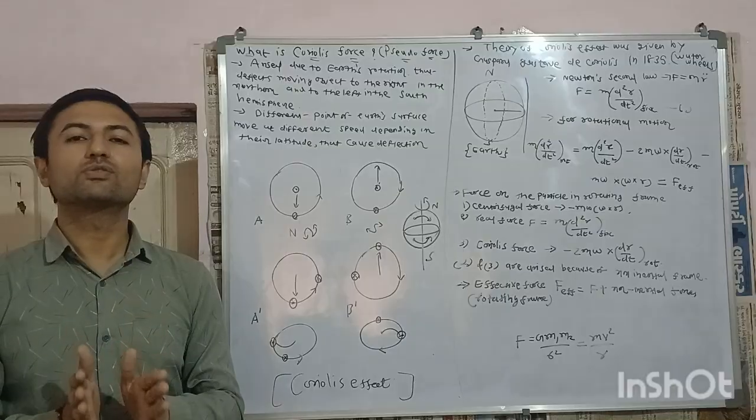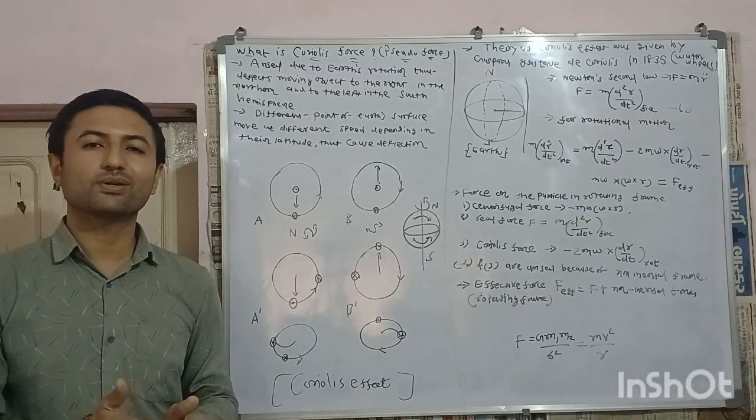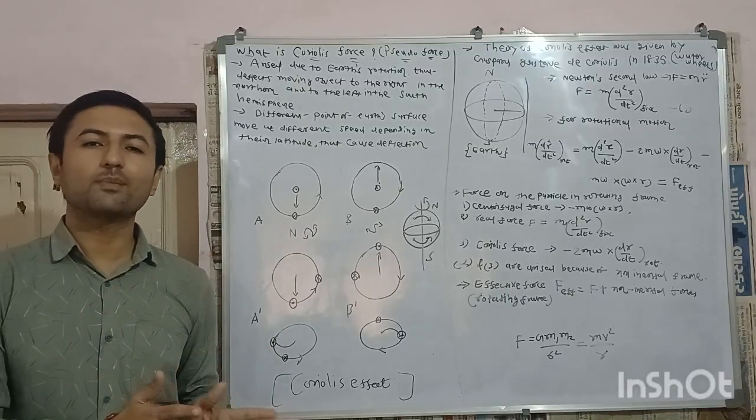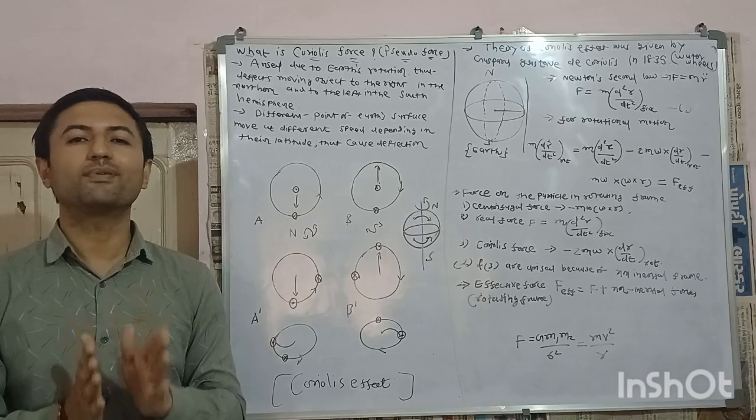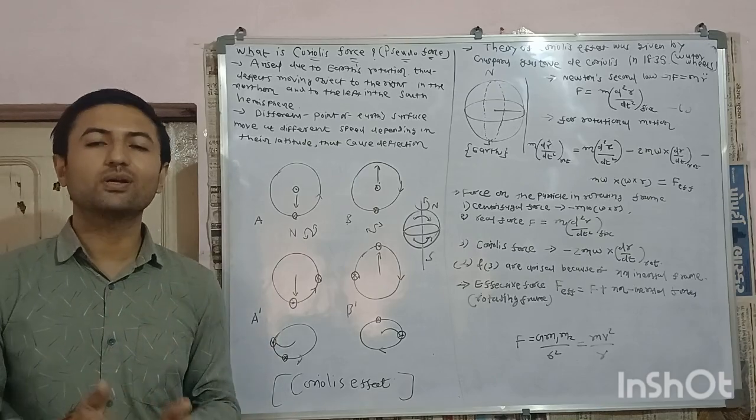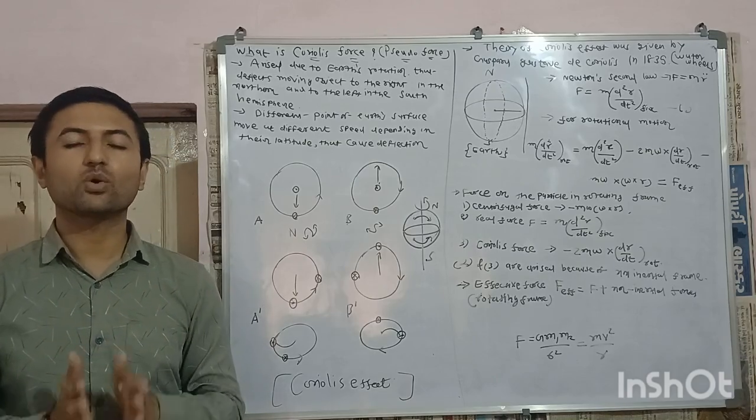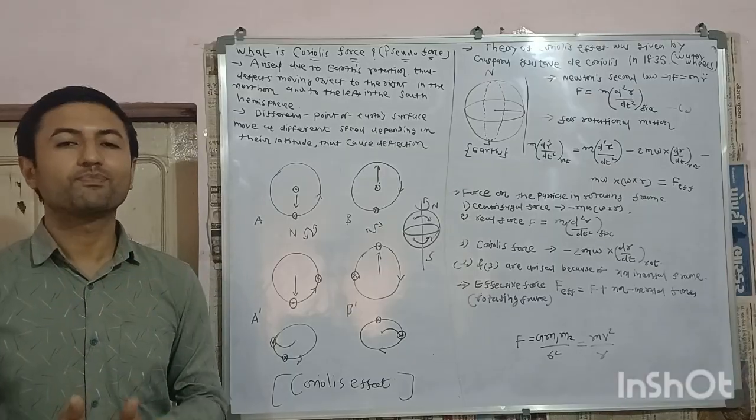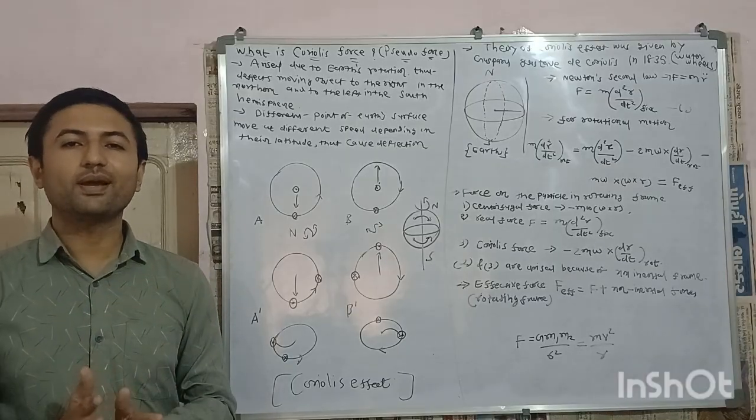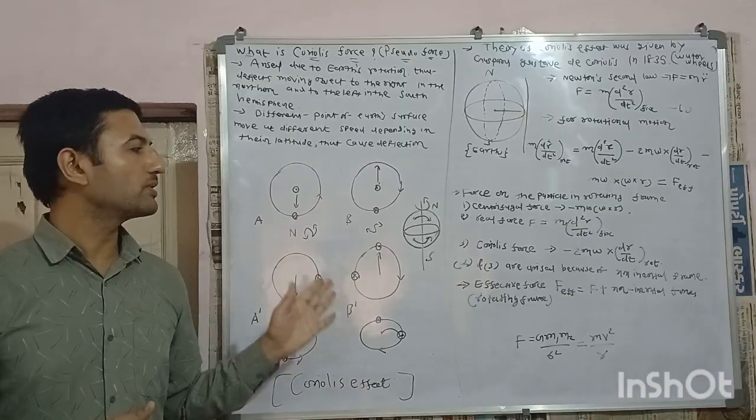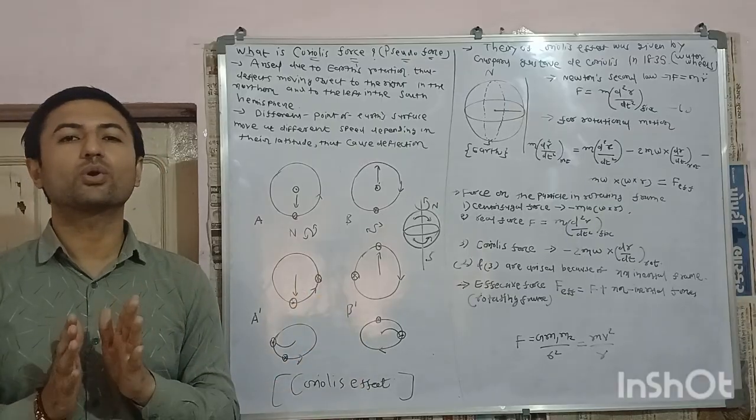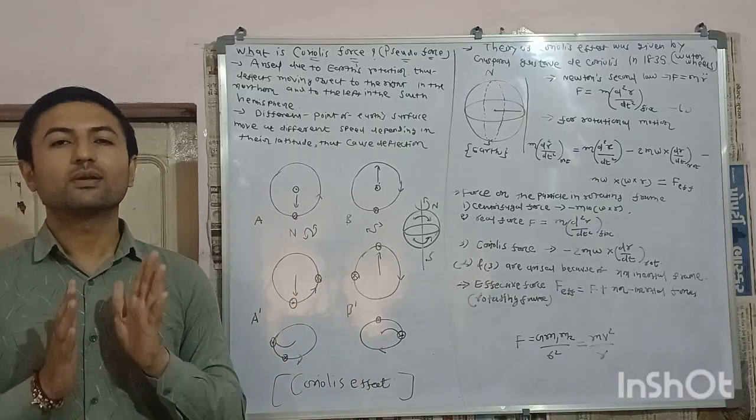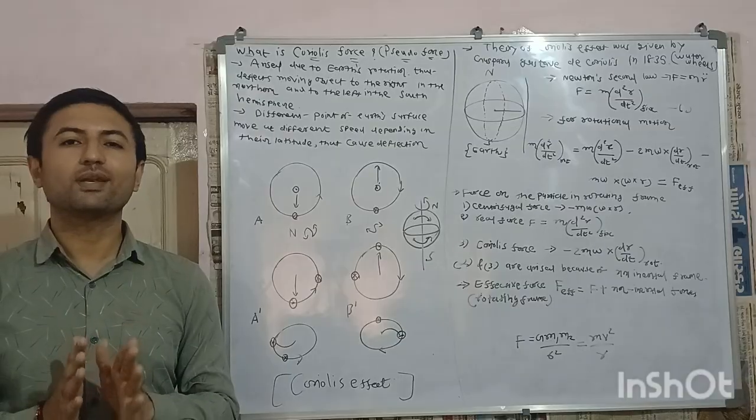As Earth moves from west to east direction, as I told, in the northern hemisphere objects will be deflected toward the right direction, and in the southern hemisphere objects are deflected toward the left direction. Whatever effect is caused by Coriolis force is said to be the Coriolis effect. Coriolis effect is very useful.